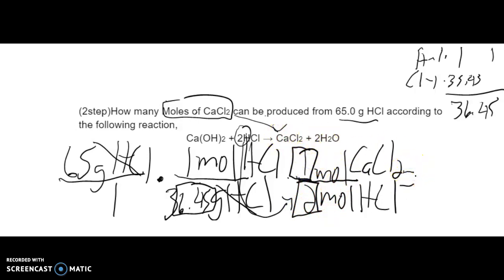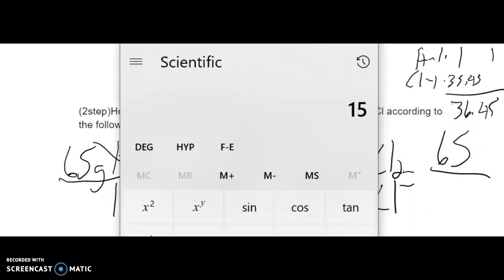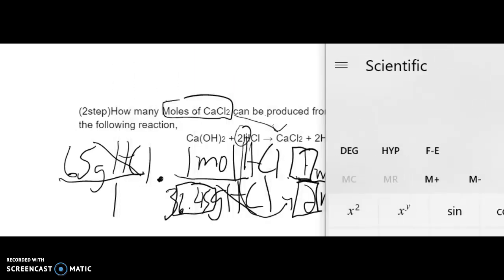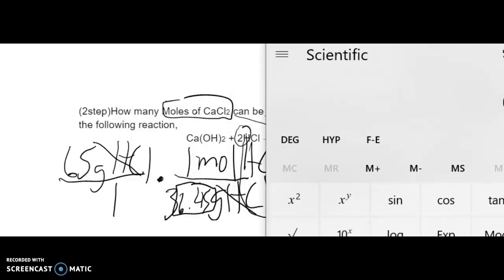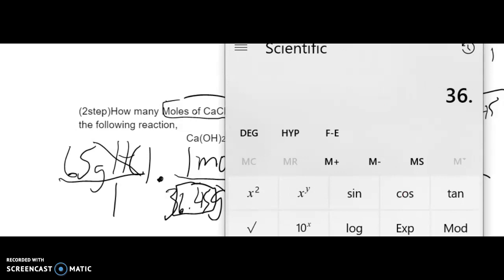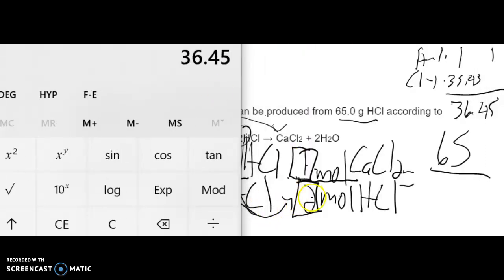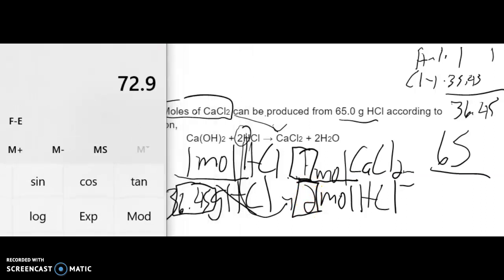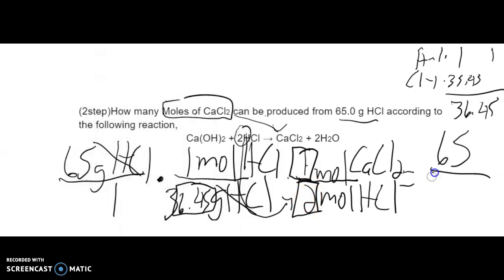So now I know my final answer is going to be 65 times 1 times 1. So my top number is 65. My bottom number is going to be 36.45 times 2. So I'm going to do that math real quick. Look at this. 36.45 from right here times 2 from right there. Now I've got my bottom number of 72.9.